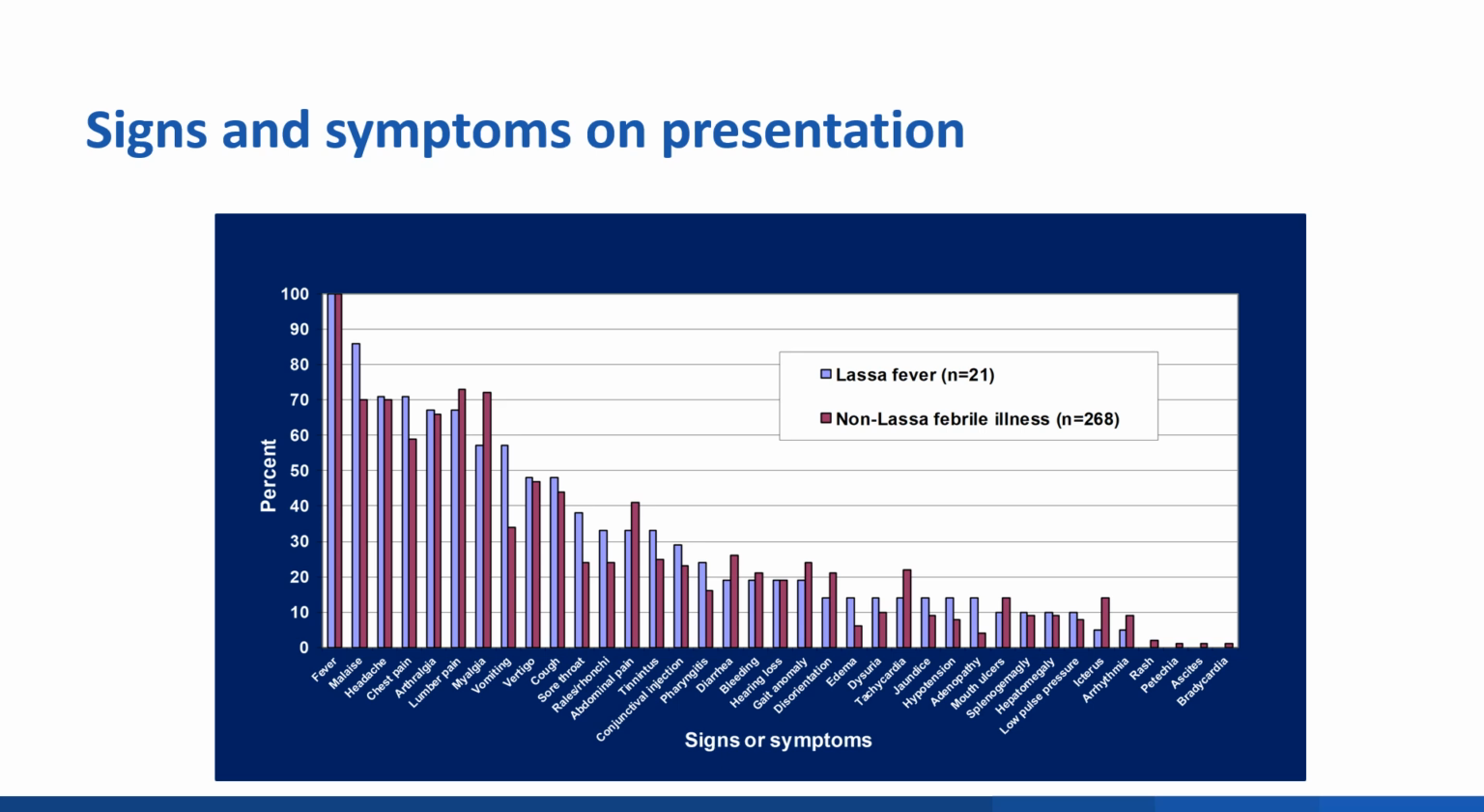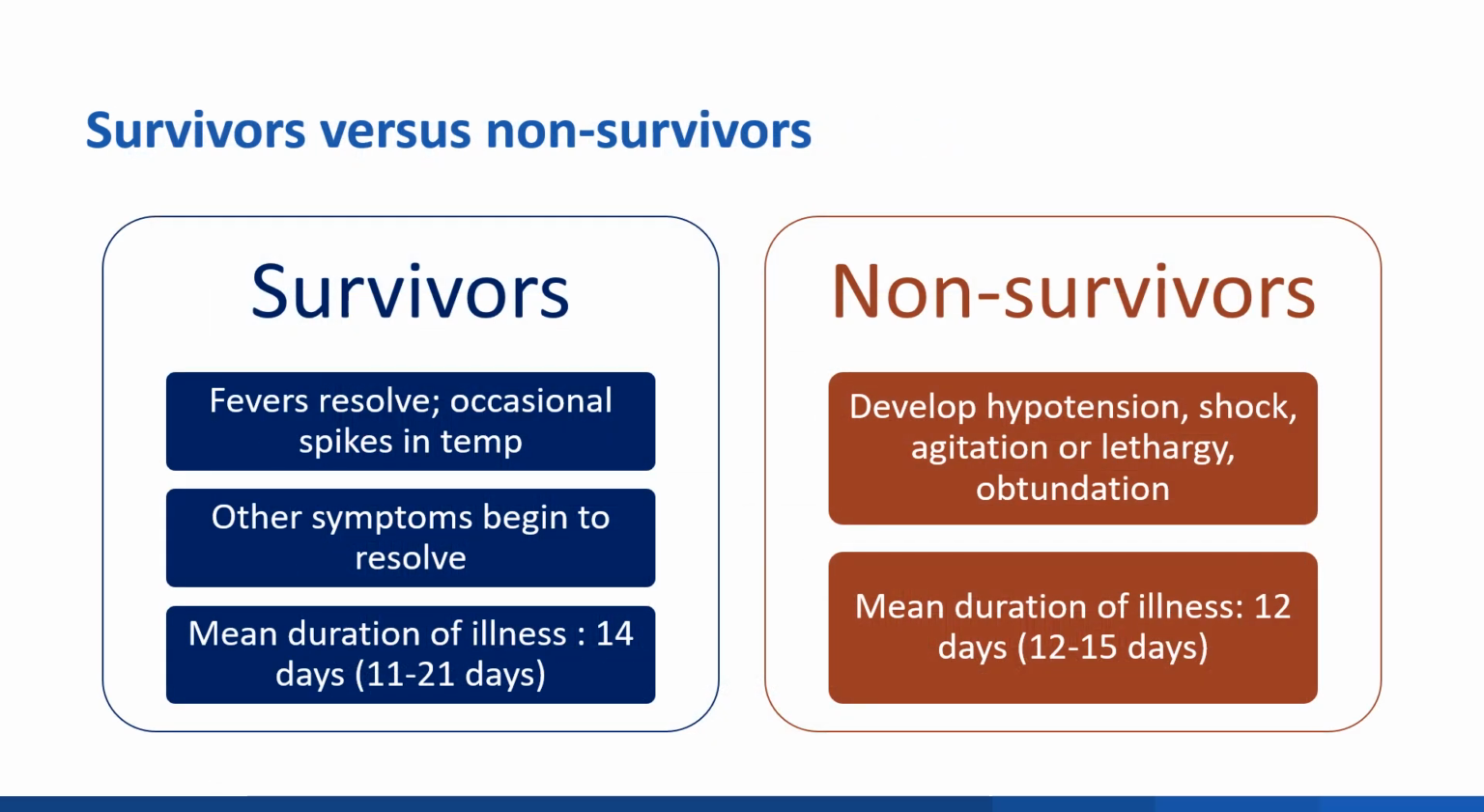A review of 33 imported cases of Lassa fever found that the time from patient presentation for medical care to clinical suspicion of Lassa fever by clinical providers in their destination country ranged from 1 to 22 days, with a median of 4.5 days. In survivors, fevers begin to resolve during the second week of illness, with occasional spikes in temperature. Other symptoms also begin to resolve.